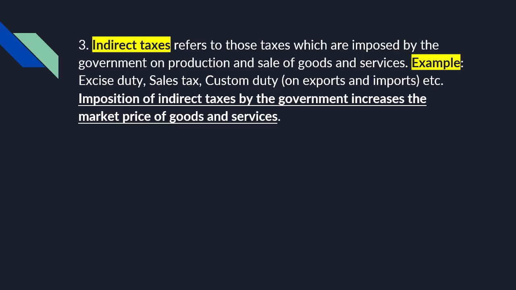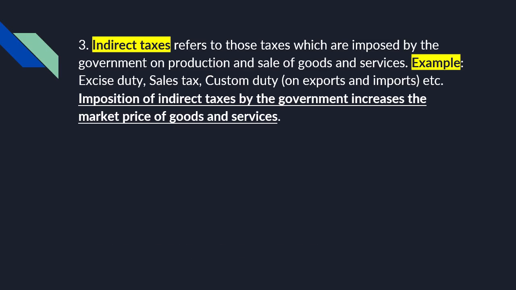One important point which you have to remember here is that indirect taxes increase the market price of goods and services. Because while deciding the price of a product to be sold in the market, the production unit will definitely include the taxes which they are paying to the government, because no production unit pays out of their own pockets. तो जो भी tax वो government को pay कर रही है for the production and sale, they will definitely include it in their price of the product to be sold in the market. So indirect taxes increase the market price of goods and services.